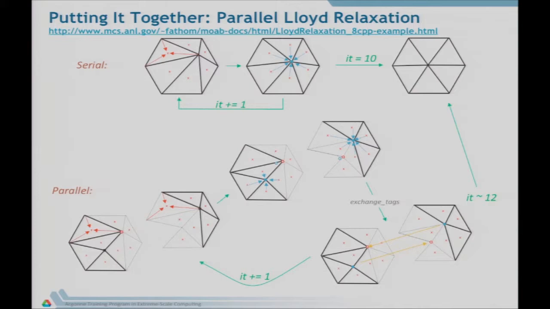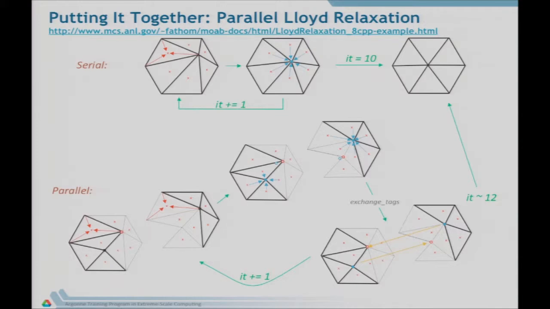And the thing I came up with was something called Lloyd relaxation. So in serial, it's a fairly easy algorithm to understand. You have an unstructured mesh. For each element, so in this case 2D faces, you take the average of all the vertex positions, and that goes into a tag. That's the centroid of the face. You do that for all the faces.